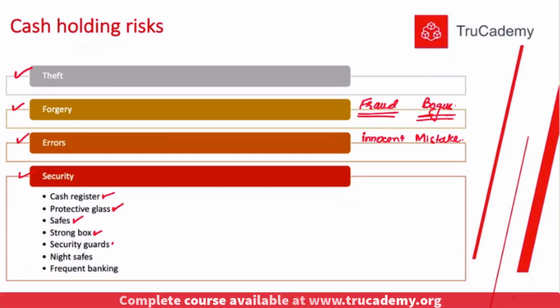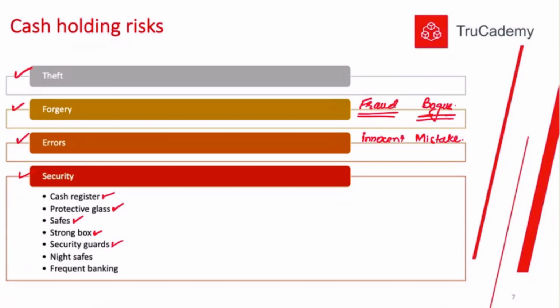Then we have security guards. We can appoint security guards in the physical premises of the business, to create a deterrence for shoplifters or for anyone who wants to do any kind of theft activity in the business.